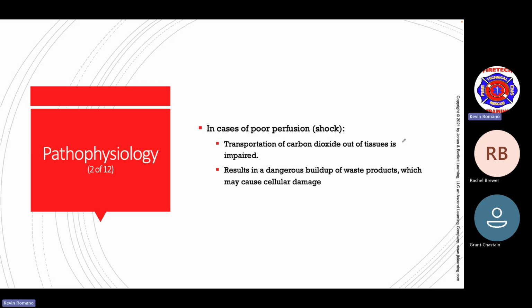In cases of poor perfusion or shock, the transportation of carbon dioxide out of the tissues will become impaired, resulting in a dangerous buildup of waste products, which may cause cellular damage.